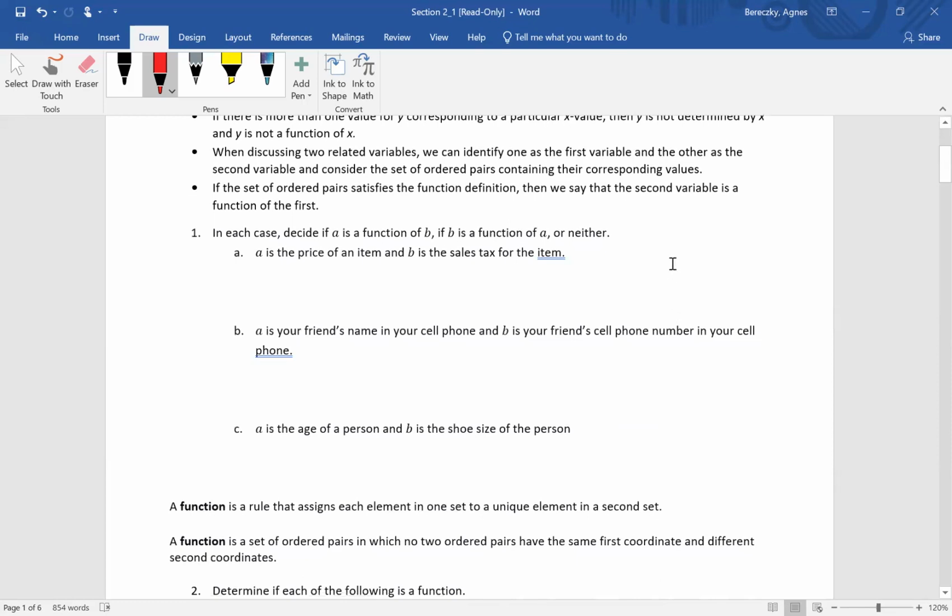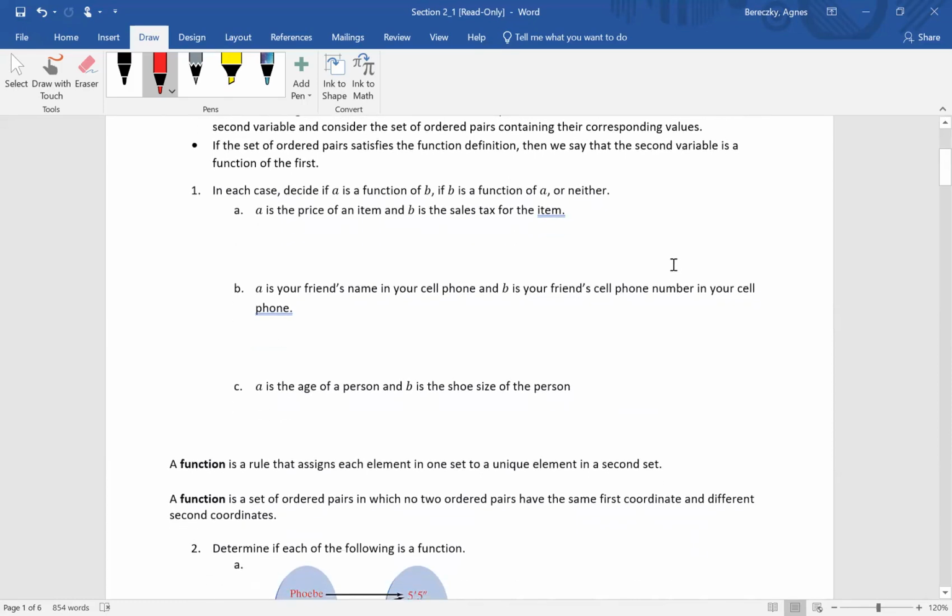A is the price of an item, and B is the sales tax for an item. So we know that the sales tax of an item will depend on the price. So B will be a function of A.